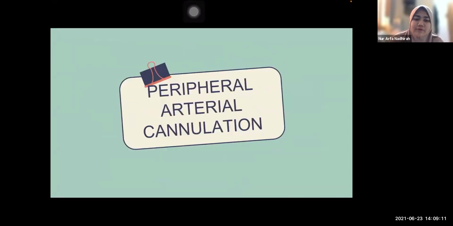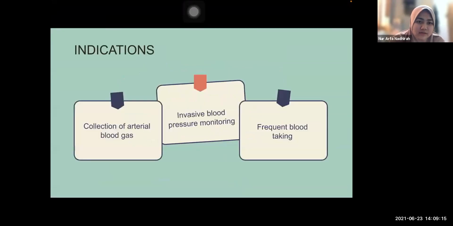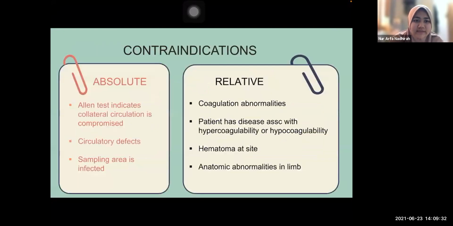Next. Okay, for the peripheral arterial cannulation, the indications include if you want to collect an arterial blood gas sample, if we want to do any invasive blood pressure monitoring, and if the children need frequent blood taking.